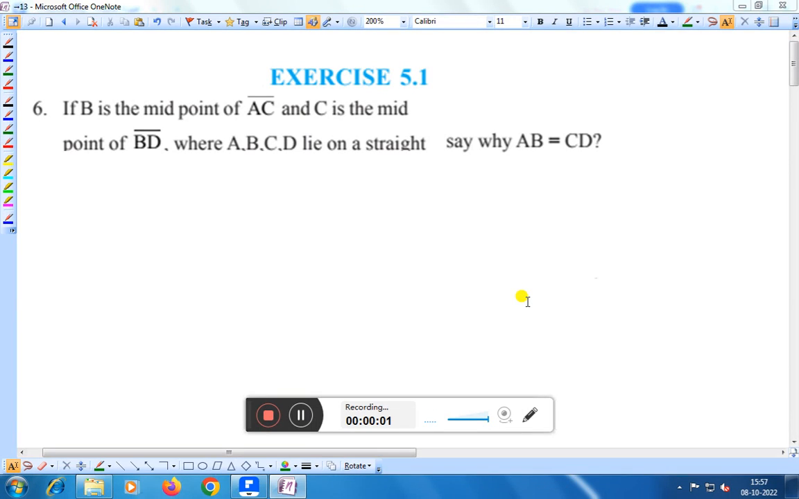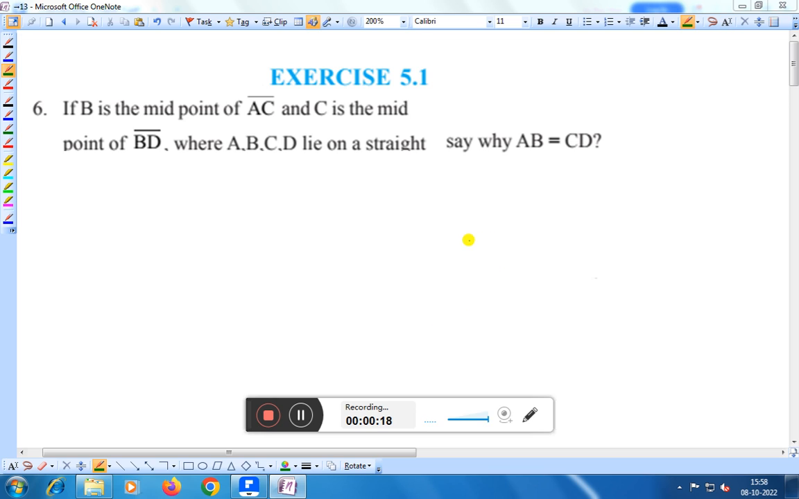Hello everyone. Today we shall discuss exercise 5.1 question number 6. If B is the midpoint of AC and C is the midpoint of BD, where ABCD lie on a straight line, say why AB is equal to CD.